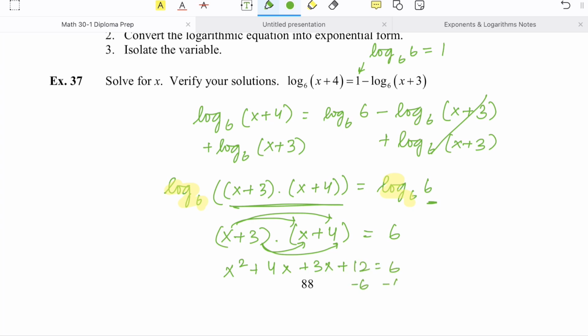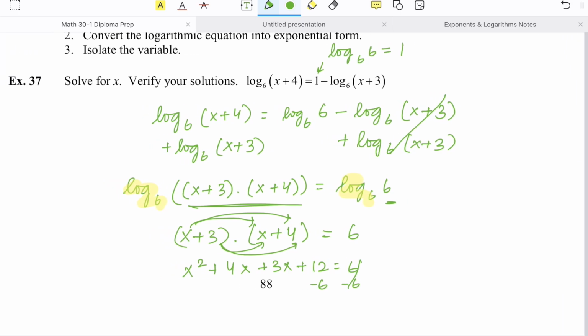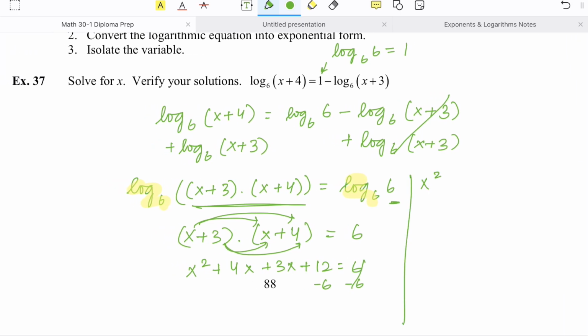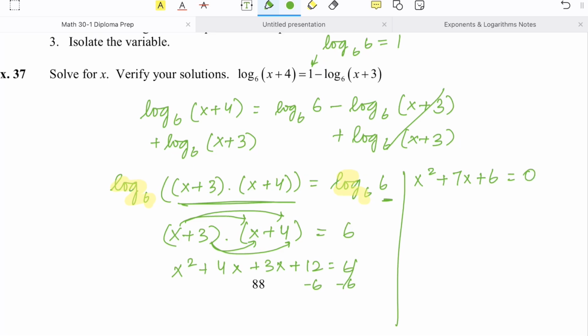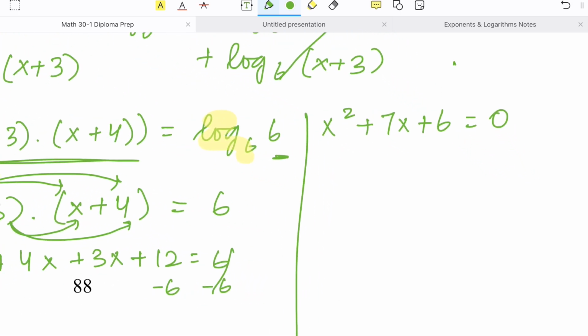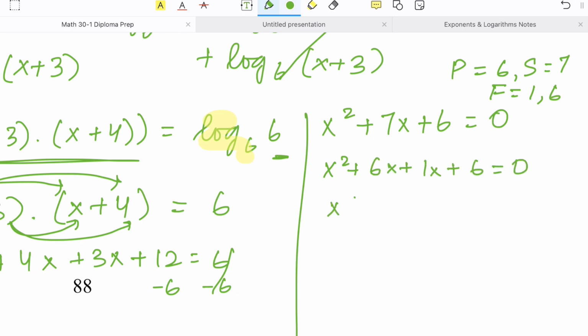Subtract 6 on both sides. We get x squared plus 7x plus 6 is equal to 0. Let's use product is 6, sum is 7. My factors can be 1 and 6. So x squared plus 6x plus 1x plus 6 is equal to 0. Factoring out x, I get (x plus 6) plus 1 (x plus 6) is equal to 0. x is equal to -1 and -6.